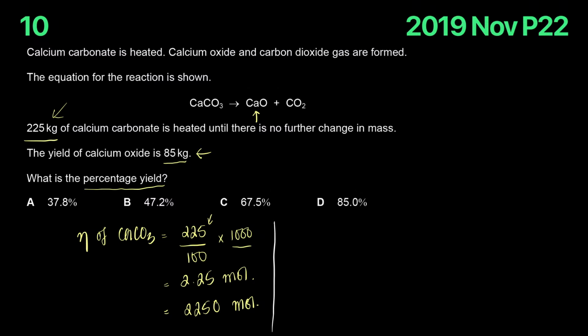Okay. Then we have ratios. So the ratio is 1:1 from calcium carbonate to calcium oxide. So we can just move on to calculating the mass of calcium oxide, which is going to be 2250 moles times the Mr for calcium oxide, which is 40 plus 16, 56.